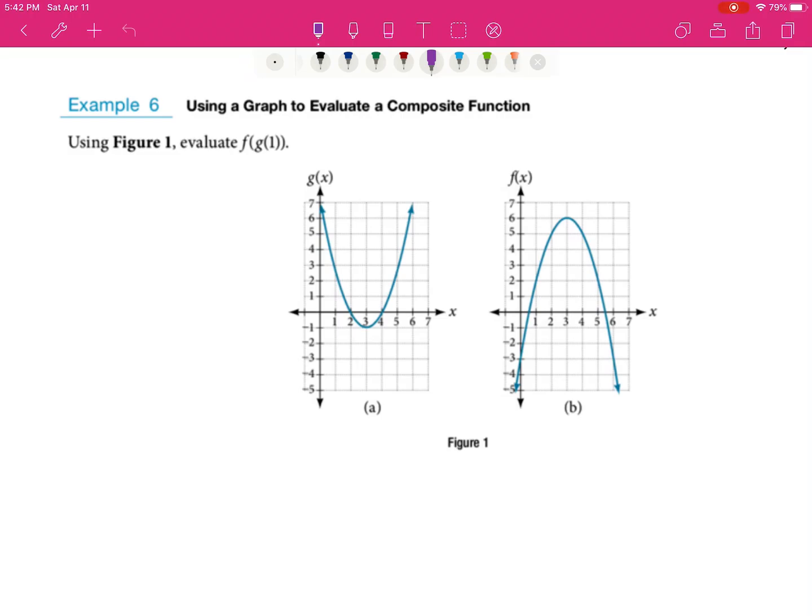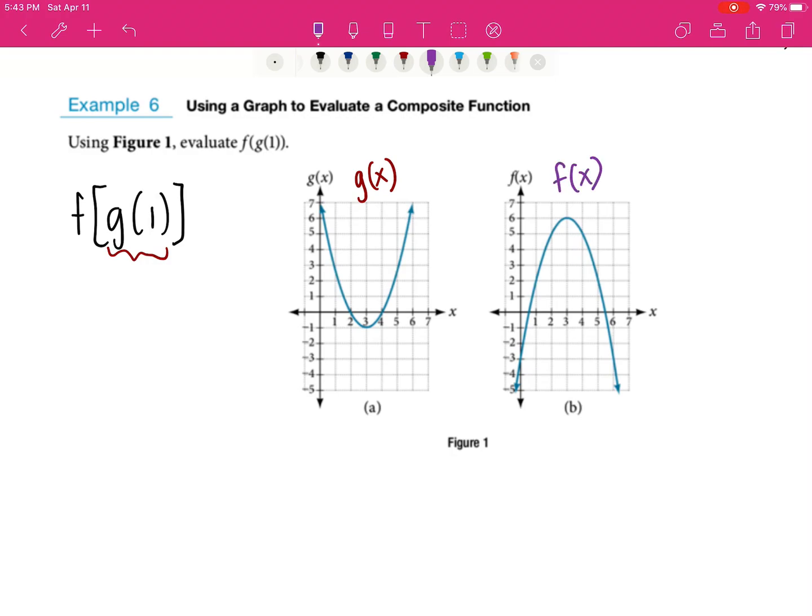Now in this next problem, we're going to do the same thing. We're going to evaluate f of g of 1. So this is a composite function, f of g of 1. But instead of having tables, we're going to evaluate using graphs. So I still need to find out what g of 1 is equal to. The graph on the left is the g function, g of x, and the one on the right is f of x.